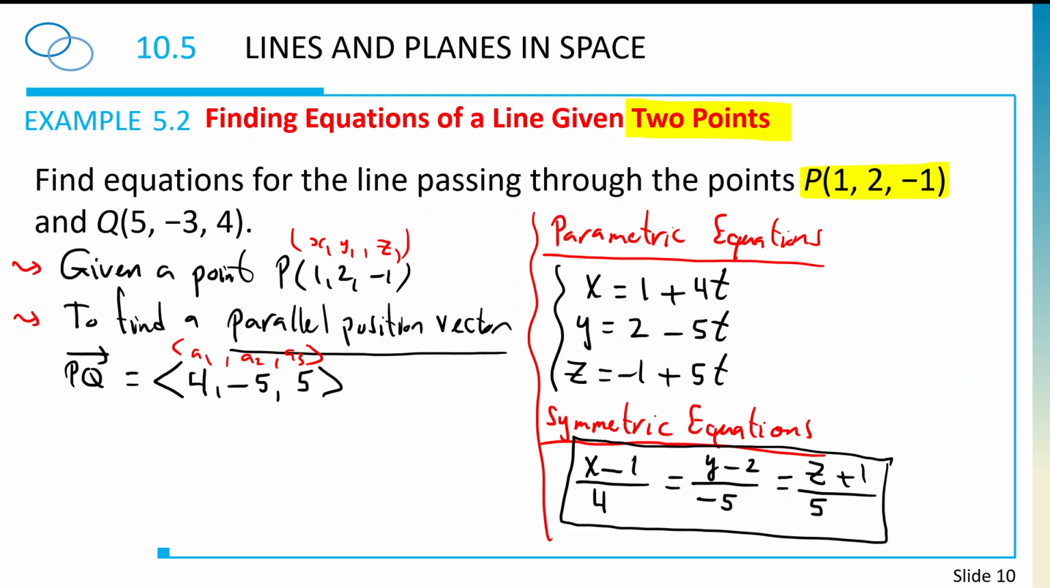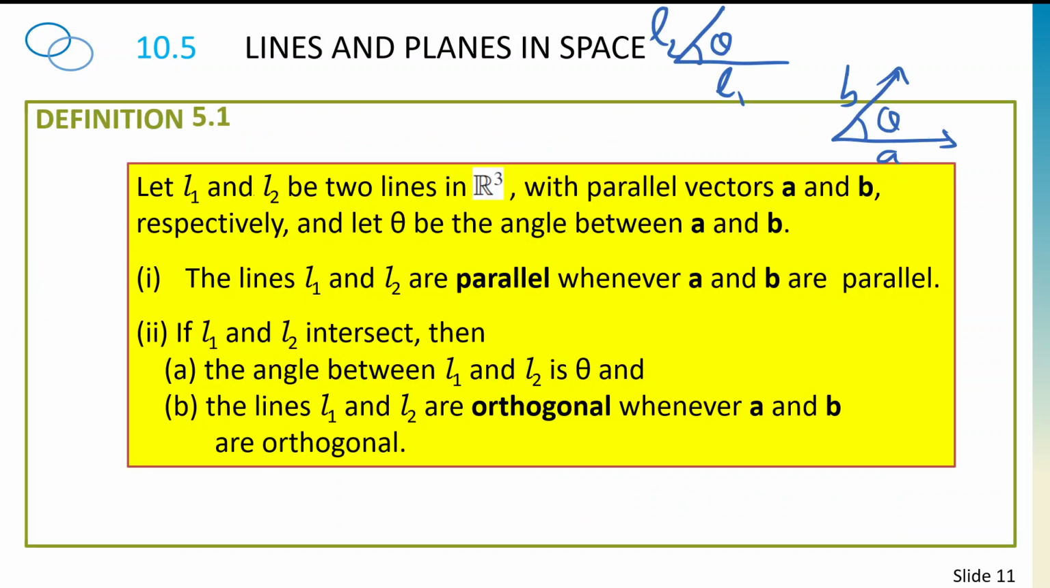Fine. Let's see what we have next. Now we have this definition, which is really helpful. It's going to help us a lot in the remaining cases. So they tell me that if I have 2 lines in 3-dimensional space, and these 2 lines have parallel vectors A and B, one for each of them. Remember, for each line we usually see a parallel vector. So if these 2 lines L1, L2 have parallel vectors A and B, and theta is the angle between A and B. These are the lines and these are the corresponding vectors which are parallel.